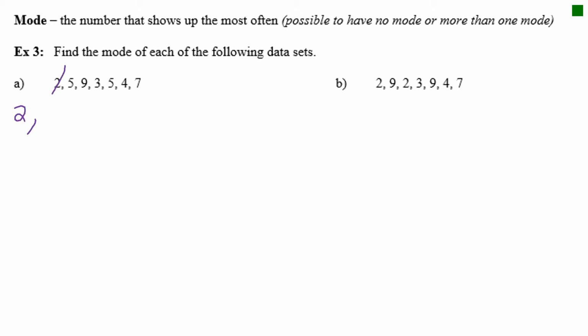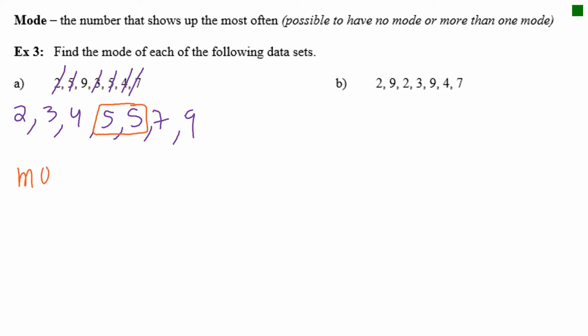Again, crossing them out as you go. 2, 3, 4, 5, another 5, a 7, and then a 9. Okay, so hopefully from here it's a little bit more obvious that each number only shows up once except for 5, which shows up twice. So in this data set, my mode is going to be 5.